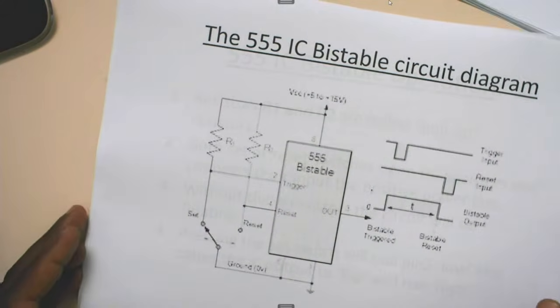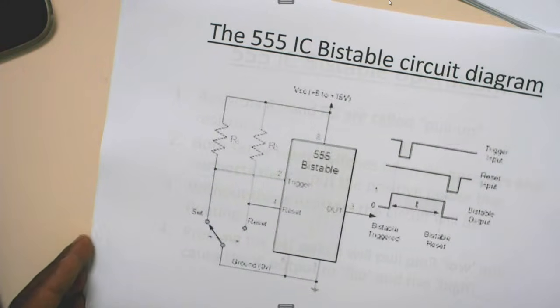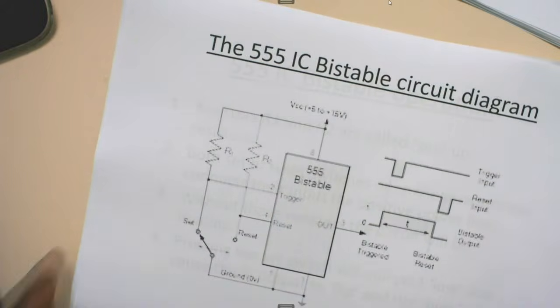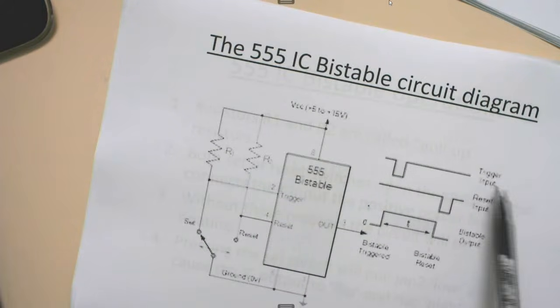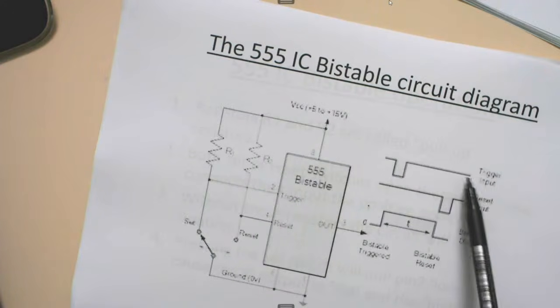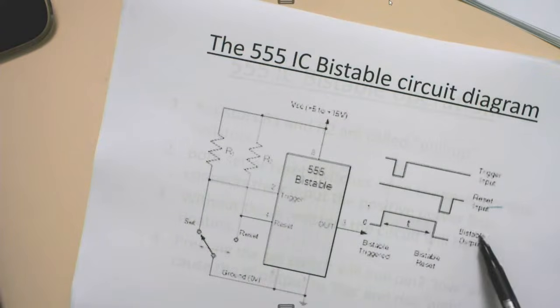Then here we've got the 555 bistable circuit diagram. Remember in the beginning of this chapter we said in every multivibrator we've got 2 circuits. The first one being the op-amp and the second one being the 555. So here in this case we've got the 555 IC bistable circuit diagram, and we also have the trigger input, the reset trigger, and the output.